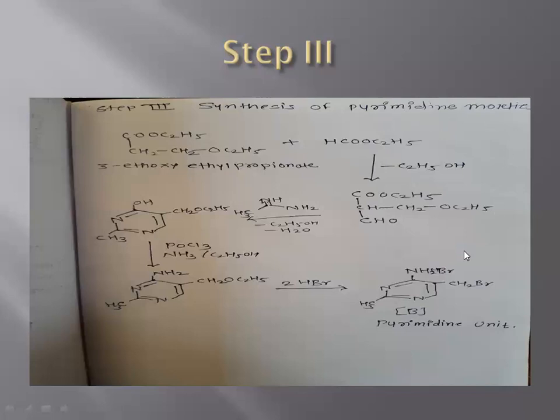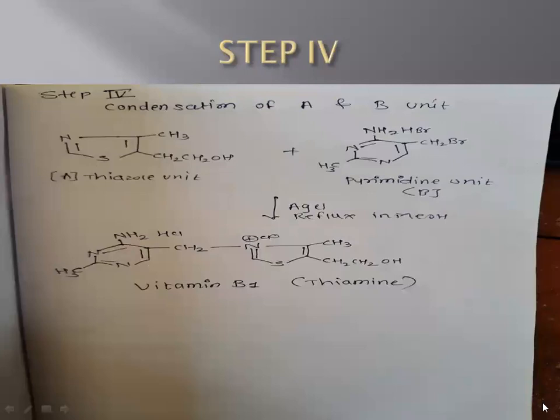Let's move further with step 4. Step 4 is nothing but a condensation of the A and B units. The A unit was our thiazole, and the B unit was our pyrimidine. Let's see first our thiazole unit and second our pyrimidine unit. What are we going to do? We are going to do a condensation reaction of both these compounds. For that we are adding HgCl, silver chloride, and we are going to reflux that reactant in the solvent methyl alcohol. So finally, what happened?